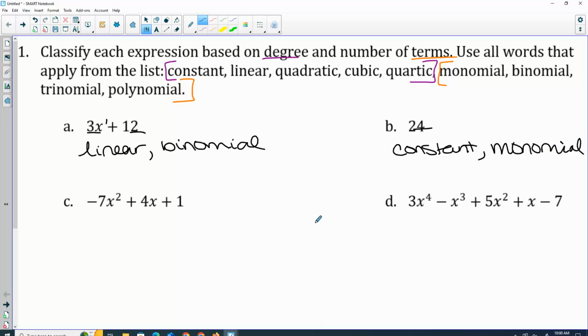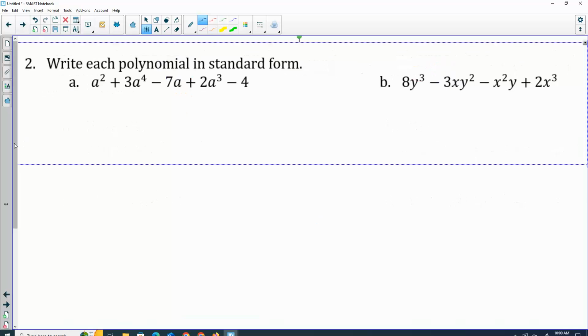All right, we'll try to come back and hit the others here in a few minutes, but I want to make sure I get through a couple of each. When we're writing polynomials in standard form, it's highest to lowest power.